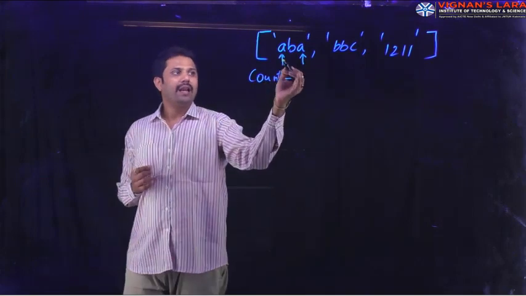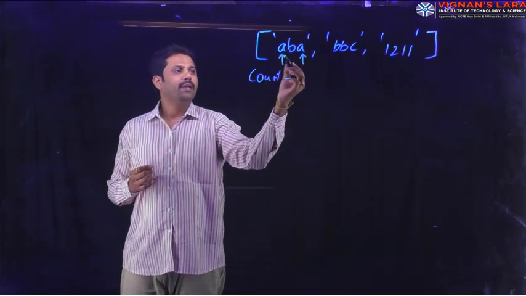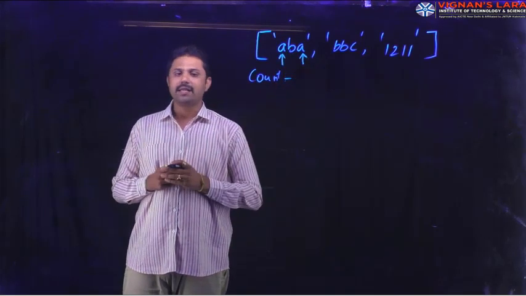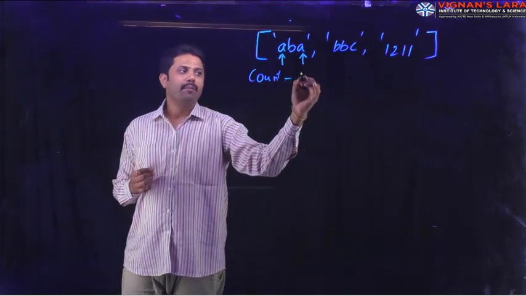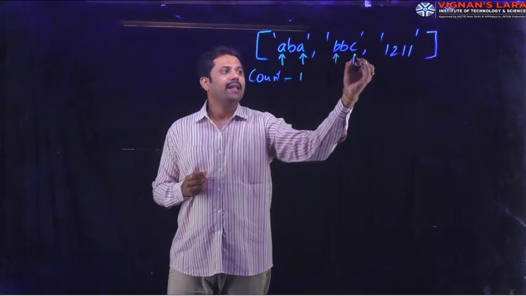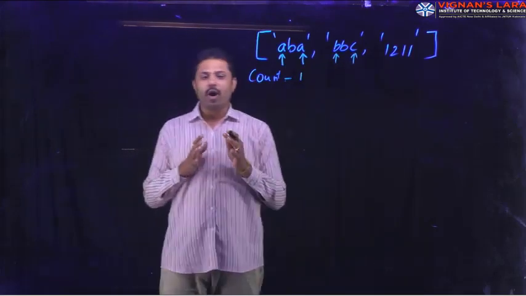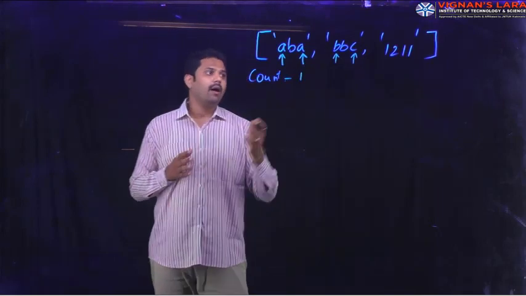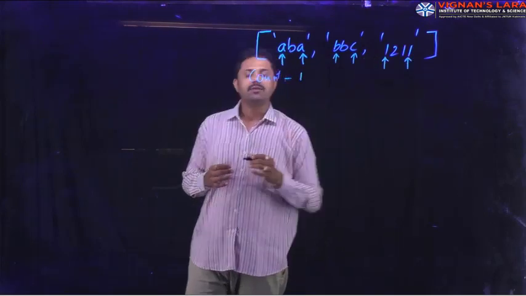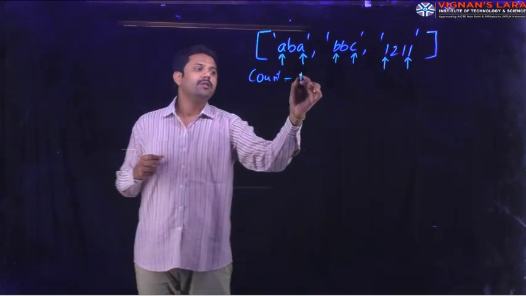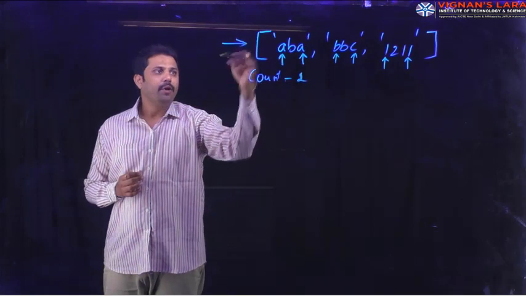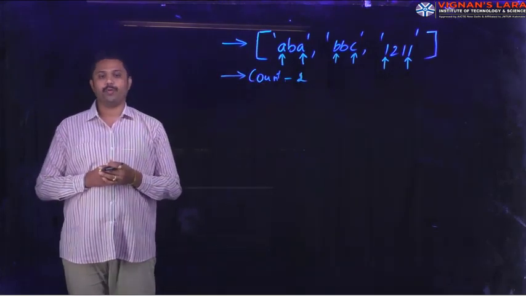That means, let us see the first item in the list. Here the first character is A and the last character is also A. That means you are going to increment the count to 1. After that, let us go to the second item. The first character is B and the last character is C. Here we are not incrementing the count. After that, the third item: the first one is 1 and the last one is also 1. You are going to increment it to 2. That means this is your input, and this is the expected output.